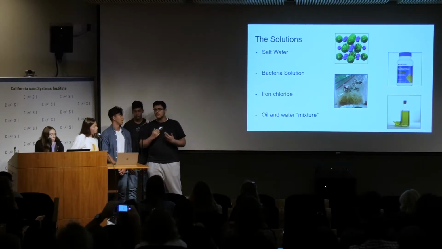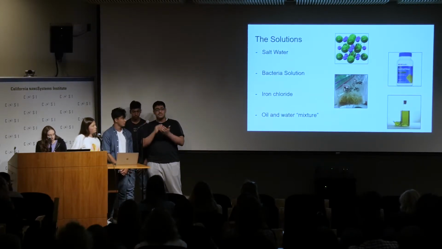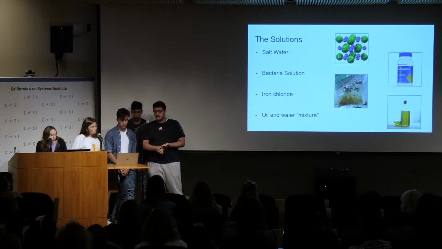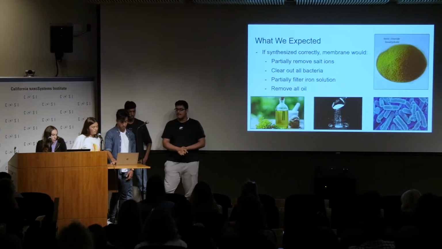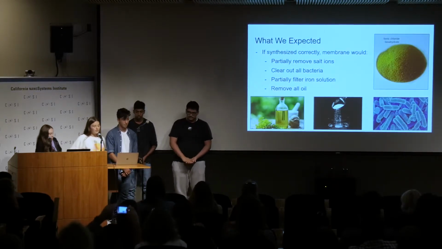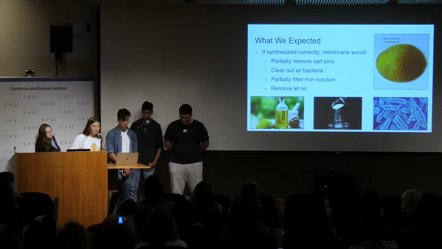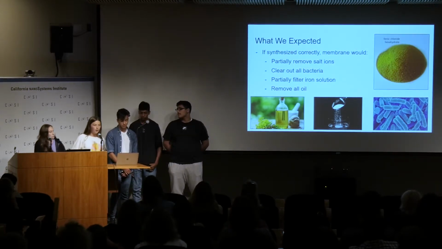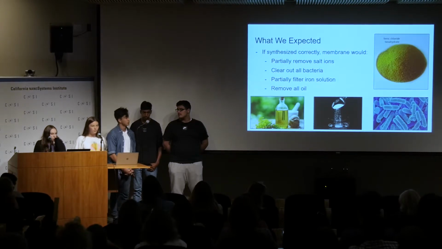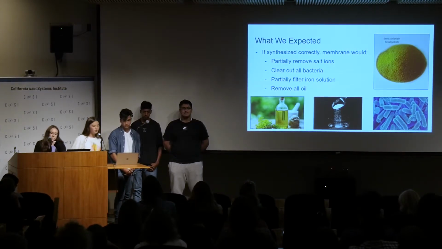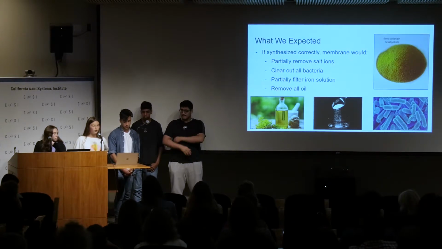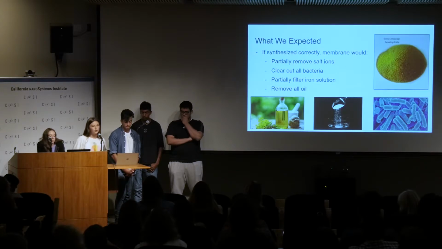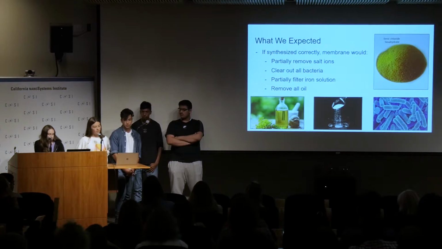So the solutions that we used to test the filters were salt water, a bacterial solution, an iron chloride solution, and finally an oil and water mixture. So going into the experiment, we had expected that we would be able to partially remove the salt ions because we weren't sure how well they would interact electrostatically with our graphene oxide filters. We also thought that we'd be able to clear out the bacteria because we were pretty certain that they'd be big enough to get caught in the filter, and that we could partially filter the iron solution, again unsure about how the ions would interact electrostatically, but we did think we could remove all the oil.